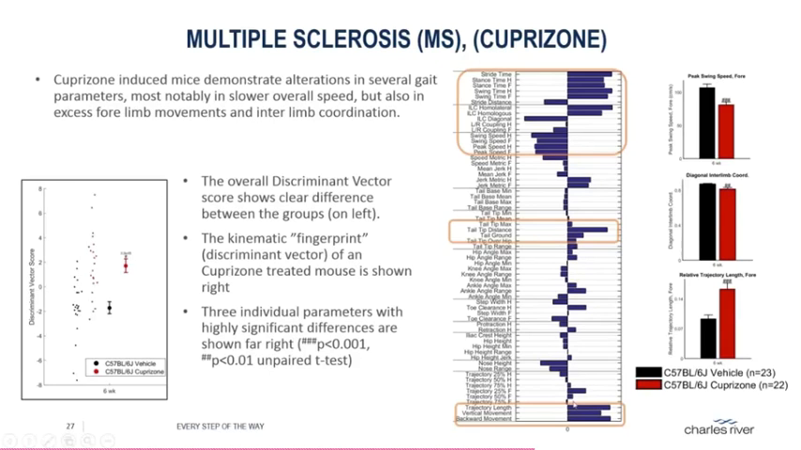The gait is characterized by slower overall speed, these parameters here and here also, shorter stride distance, less diagonal or trot-like gait pattern, and excess tail tip movement, shown here. In addition, the tail has more ground contact and the nose height of the mice is decreased. And again, the overall discriminant vector score on the left shows a clear difference between the groups.